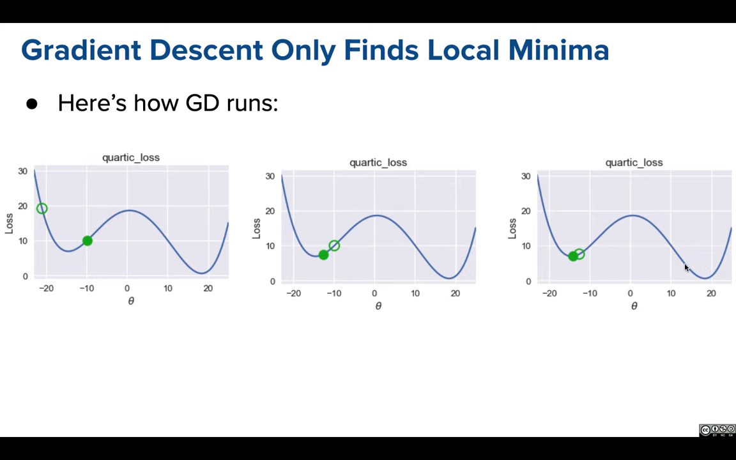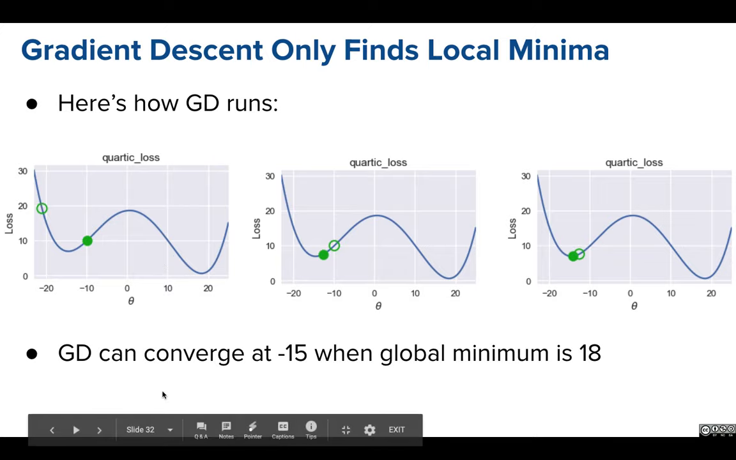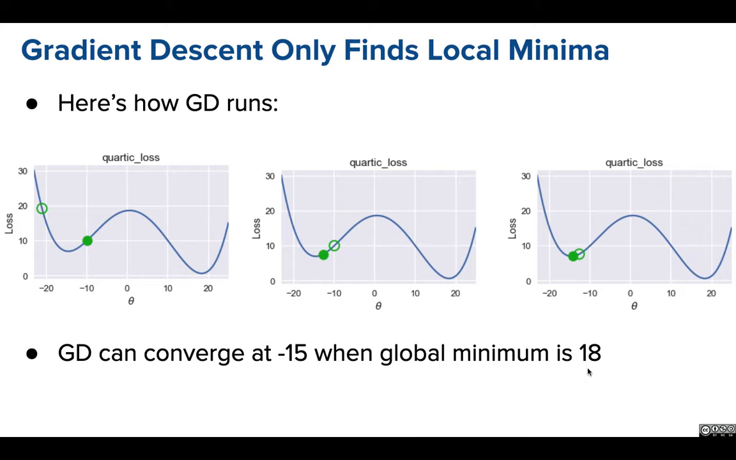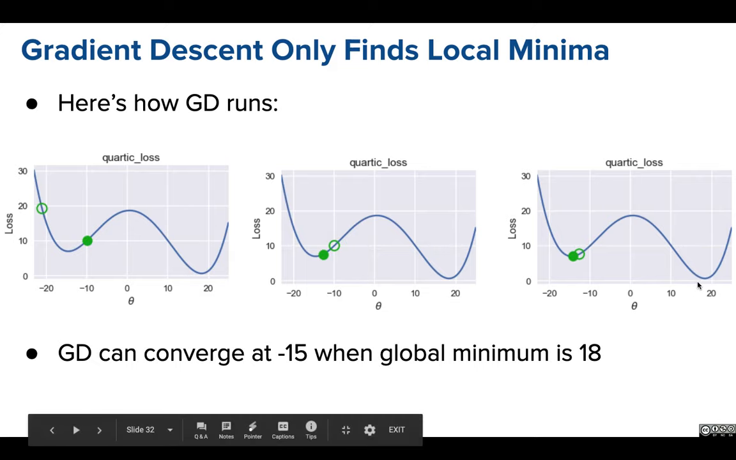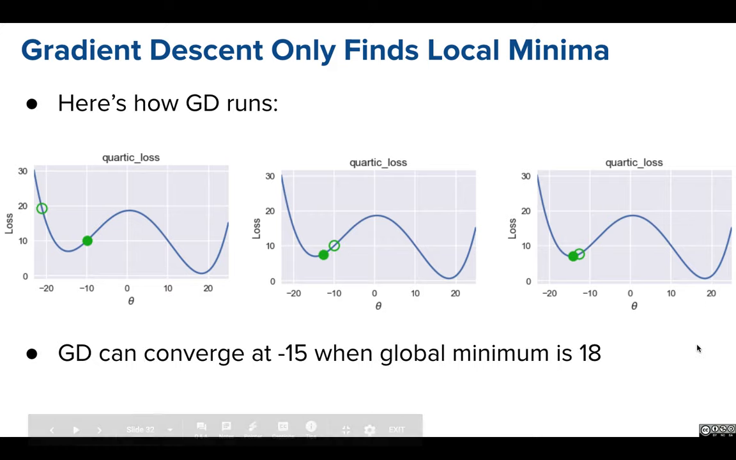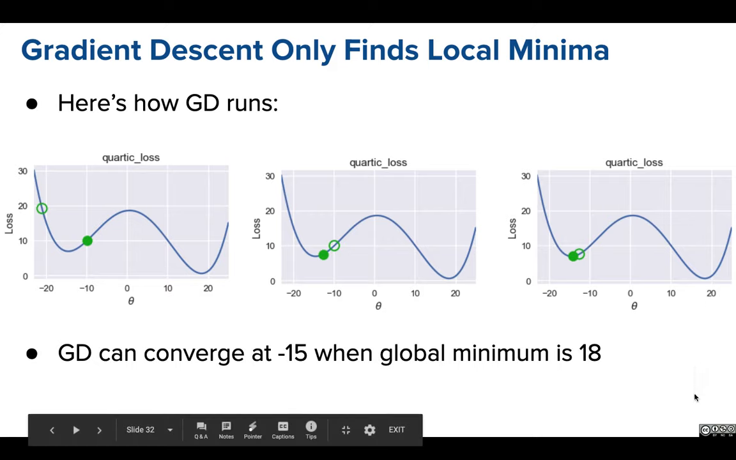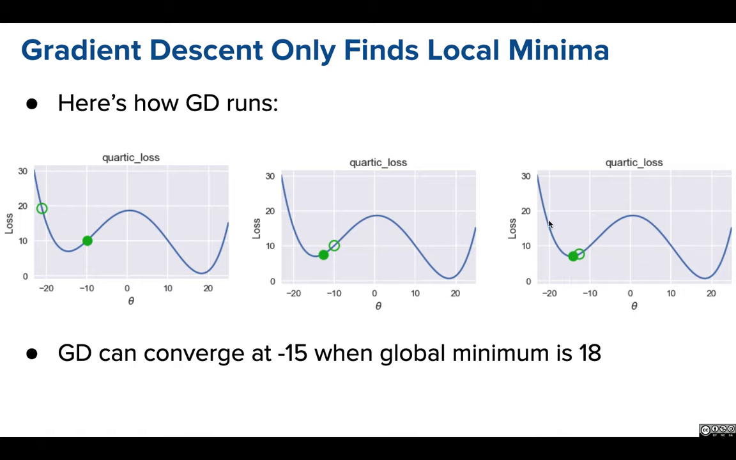So this is what we call the local minima problem. Gradient descent can converge at 15 when the global minimum is 18. And it turns out that gradient descent can be arbitrarily bad. When I say that, I mean that I can take this loss right here and stretch it down as far low as I want it to go, and gradient descent will never see that loss if it ends up in this local minimum over here. It can end up in a really bad spot, basically.